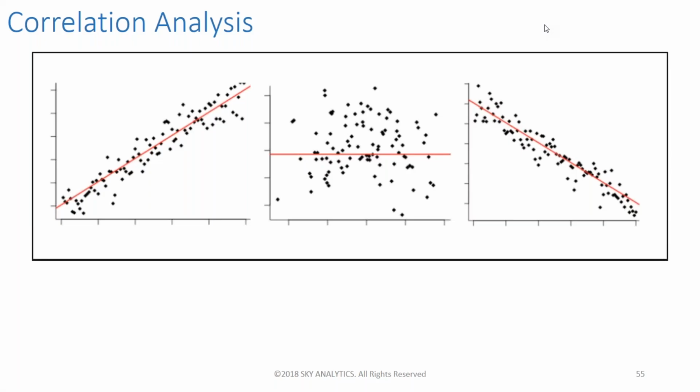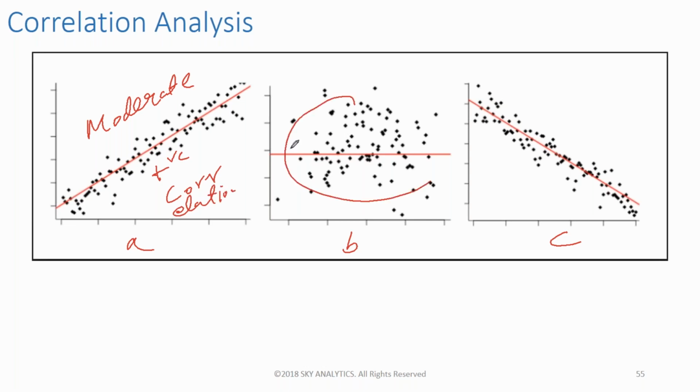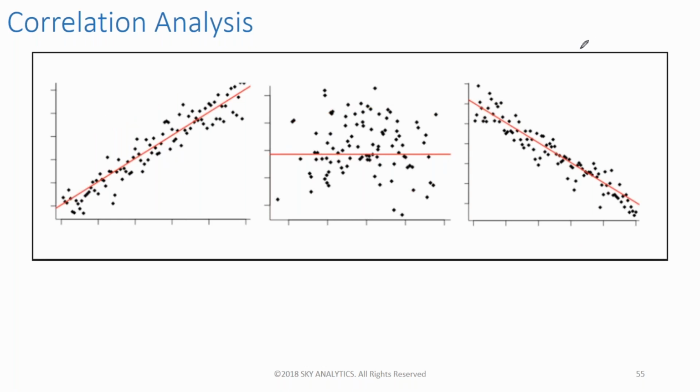Now I want you all to identify what the first, second, and third pictures are with respect to strong positive, strong negative, moderate negative, or whatever it is. First picture A, what is it? Moderate. Then you should call it moderate positive correlation, not just moderate. Second one, no correlation. Third one, perfect negative. Moderate negative correlation.